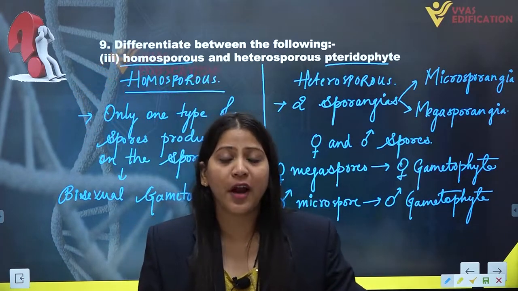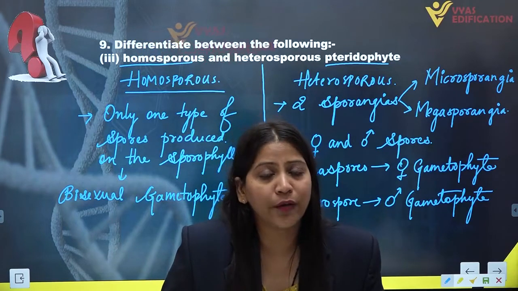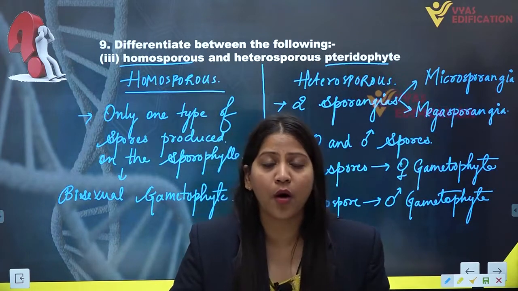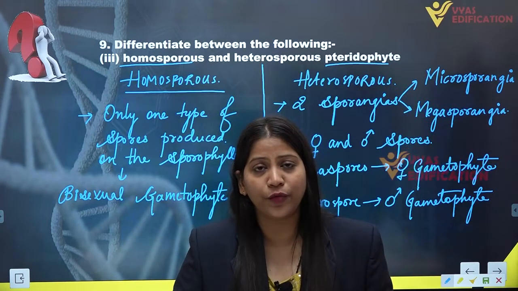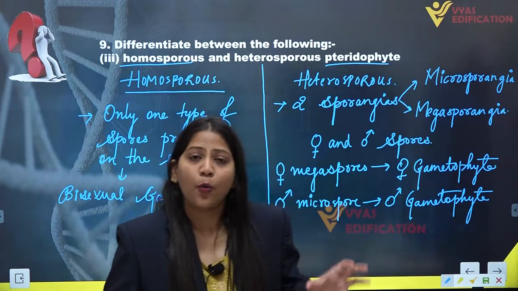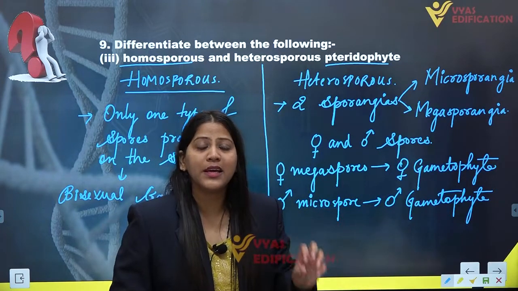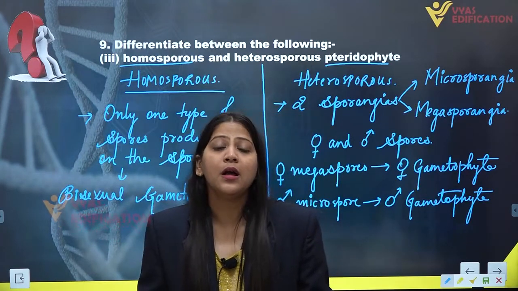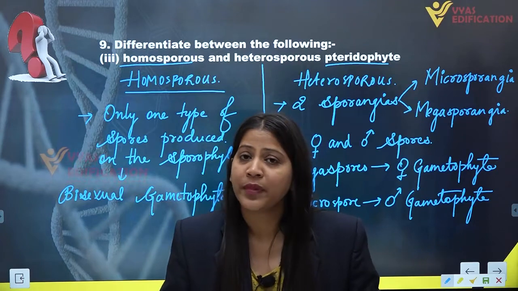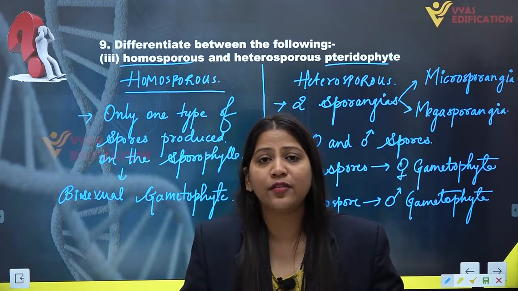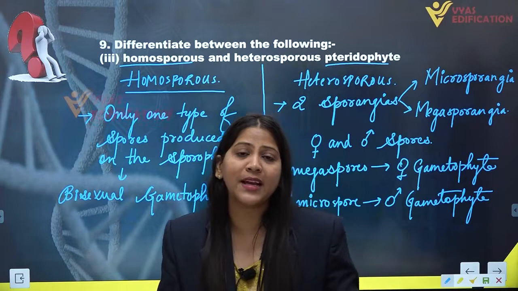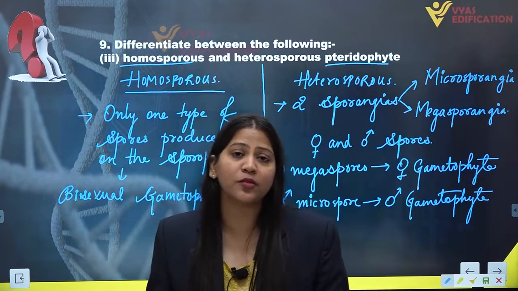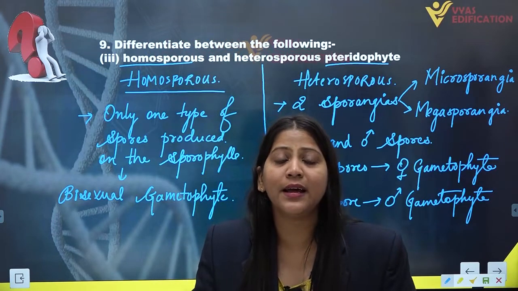Microspores are going to give rise to male gametophyte on germination, whereas the megaspore gives rise to the female gametophyte on germination. Once the gametophytes are formed, each of them, the male gametophyte and female gametophyte, will develop reproductive organs. The male reproductive organ antheridium is going to be developed on the male gametophyte, whereas the female reproductive organ, that is archegonium, is going to be formed on the female gametophyte.